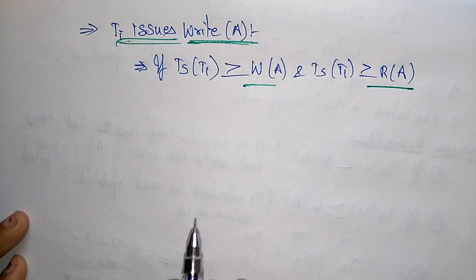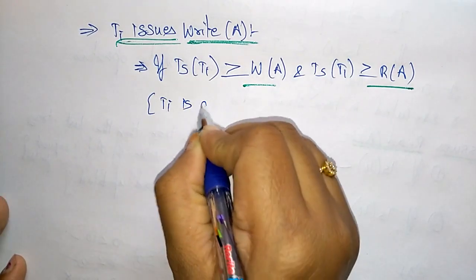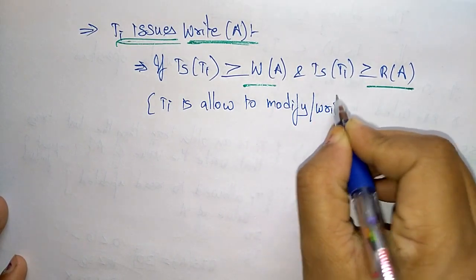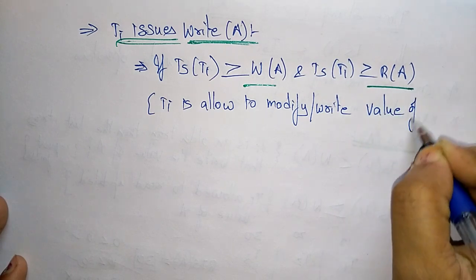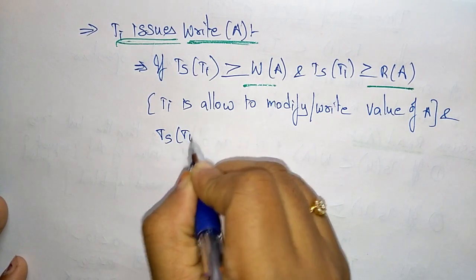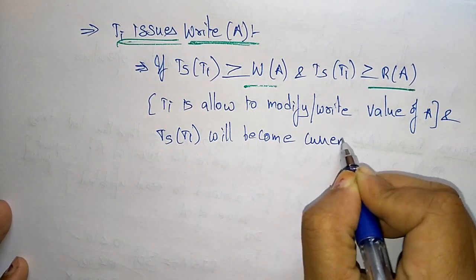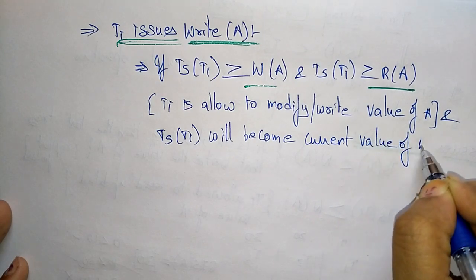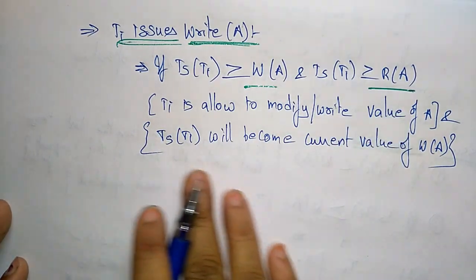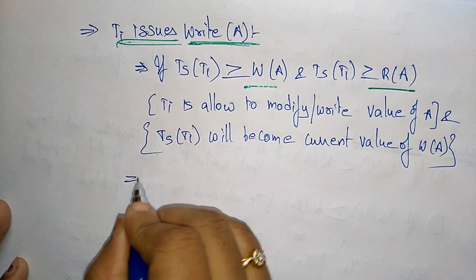then Ti is allowed to modify or write the value of A, and the timestamp of Ti will become the current value of write timestamp of A. So if these two conditions are satisfied, you allow it, and TS of Ti becomes the current value of write of A. Now take the other condition.